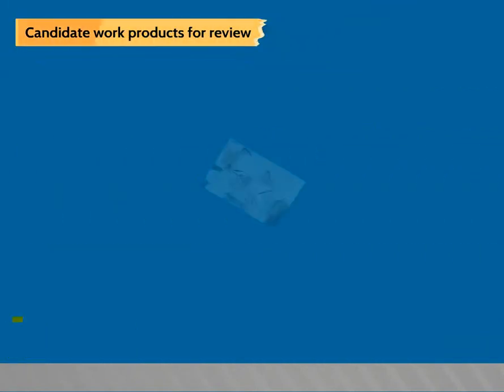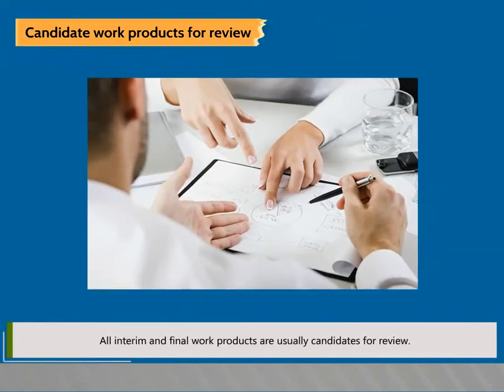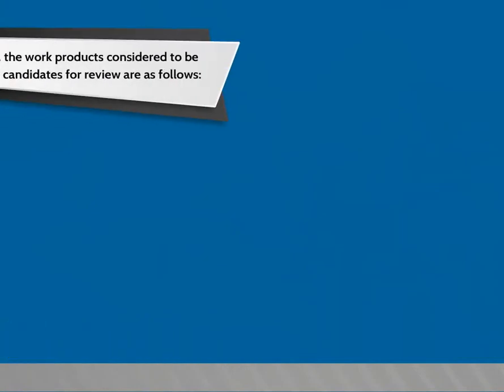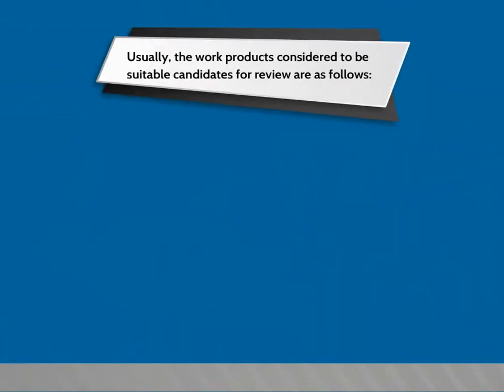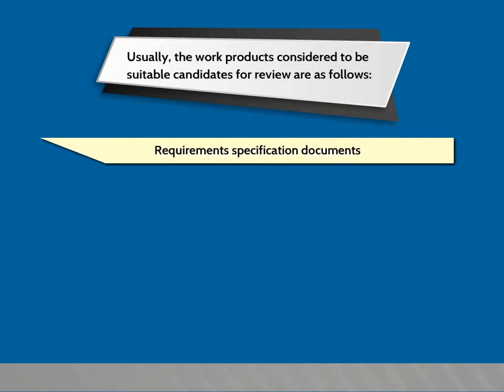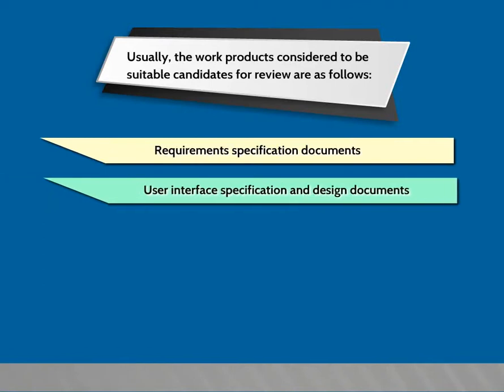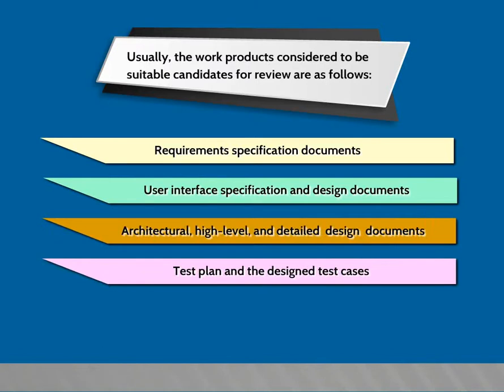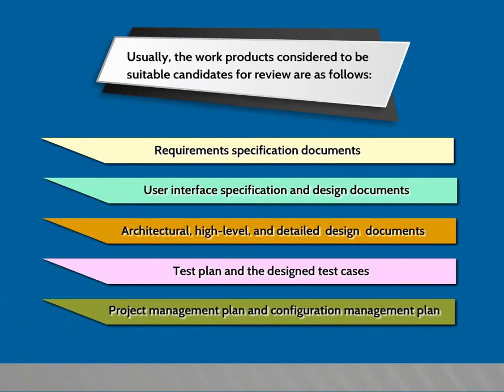Candidate work products for review. All interim and final work products are usually candidates for review. Usually the work products considered to be suitable candidates for review are as follows. Requirement specification documents, user interface specification and design documents, architectural high-level and detailed design documents, test plan and the designed test cases, project management plan and configuration management plan.